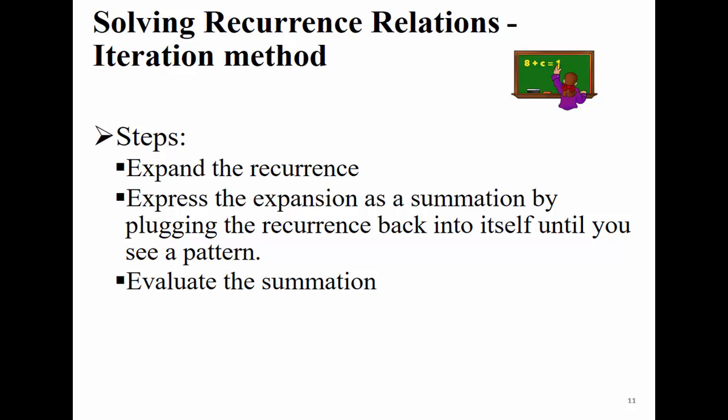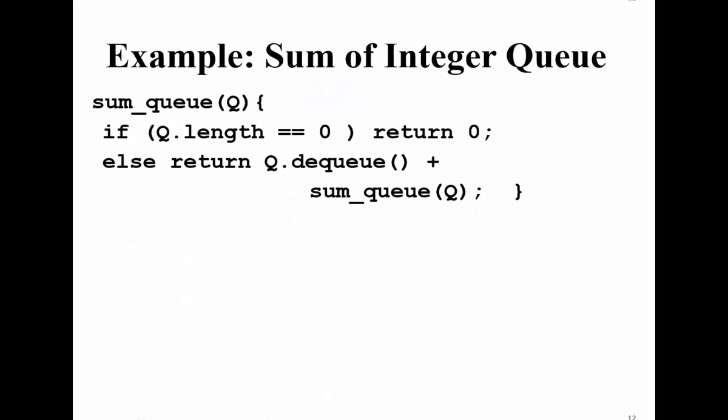Now, to solve any recurrence relations, we're going to use the iterative method. There is a lot in the literature, and there are many other methods to solve recurrence relations. But for this course, we're going to take the iterative method and use it to solve any recurrence relation. The steps for this iterative approach are: expand the recurrence relation, express the expansion as a summation by plugging the recurrence back into itself until you see the pattern, then evaluate the summation.